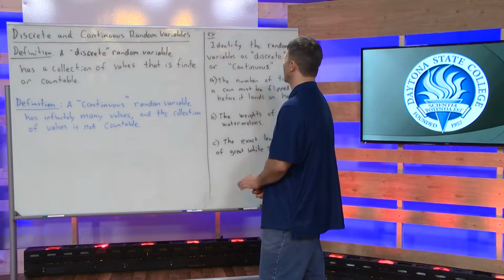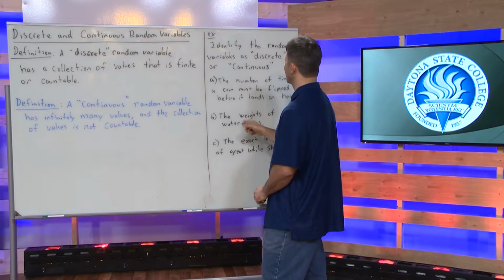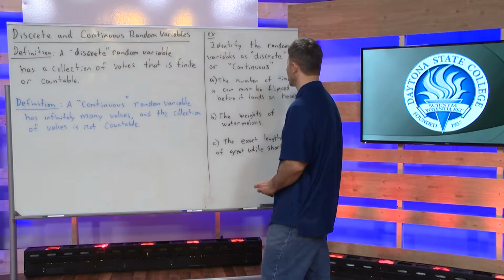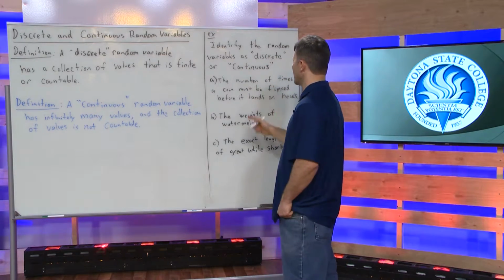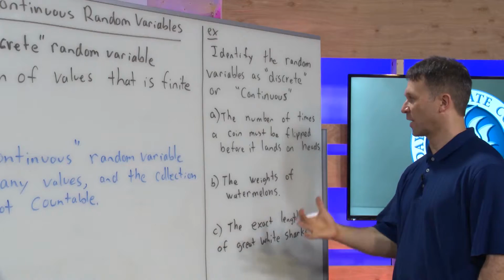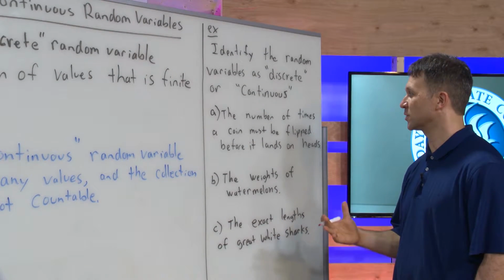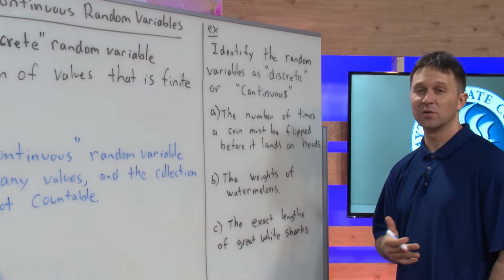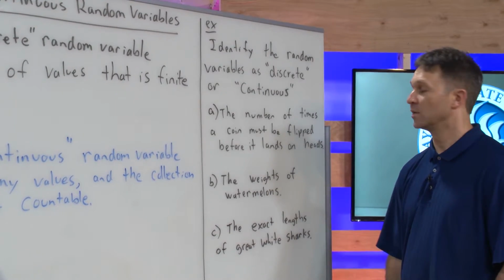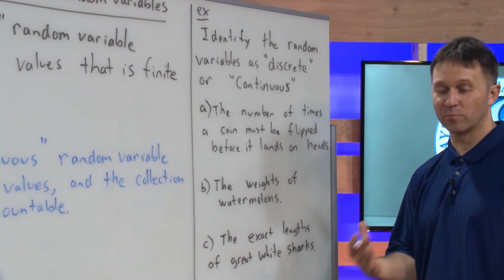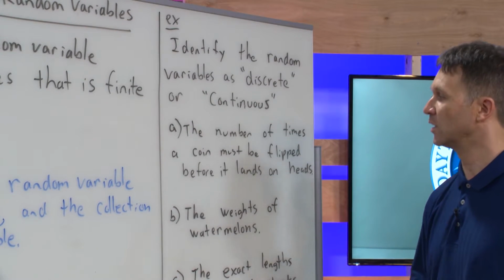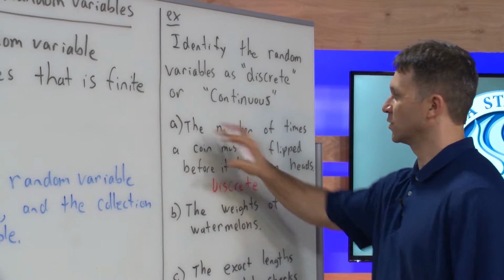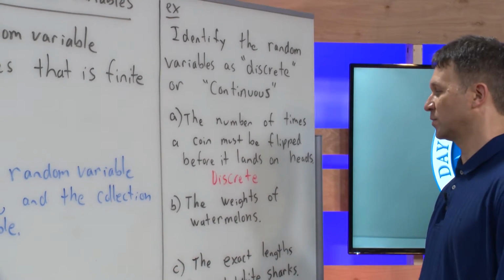All right, over here we have 3 examples, and we have to identify the variables as discrete or continuous. The number of times a coin must be flipped before it lands on heads. So X, the random variable, represents the number of times the coin must be flipped before it lands on heads. Now, it could take us 1 flip, 2 flips, 3 flips. It could take us any number of flips, but the point is we would count it, the 1, 2, 3, so it's something we count. So this first one represents a discrete random variable.